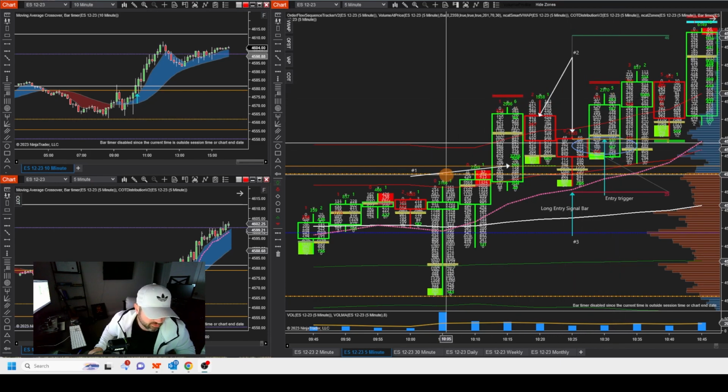But this is how you read order flow in context. That is your ultimate guide to taking a continuation trade. Hope that helps. Good luck.